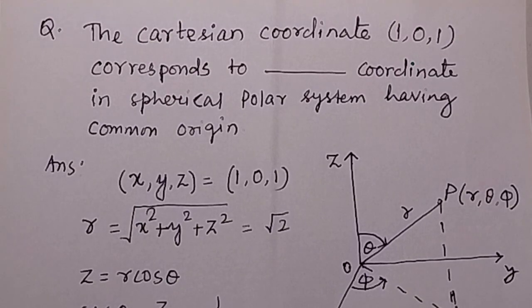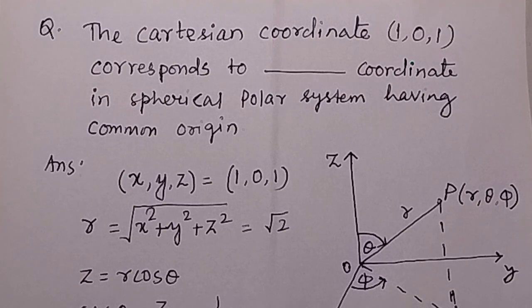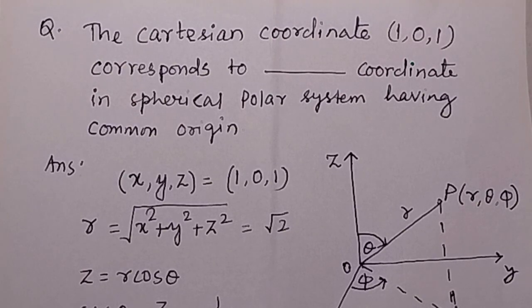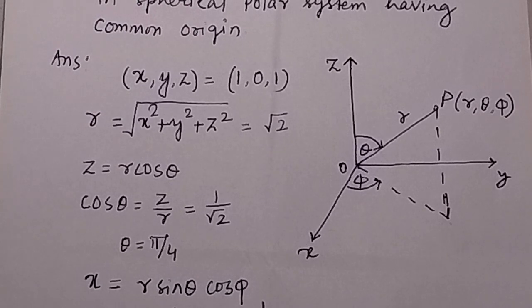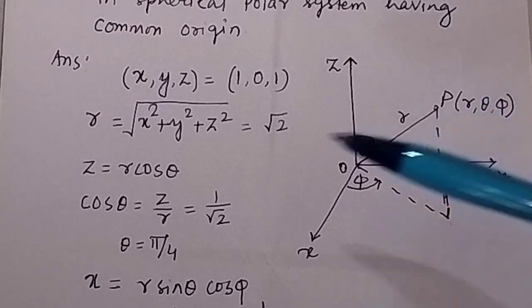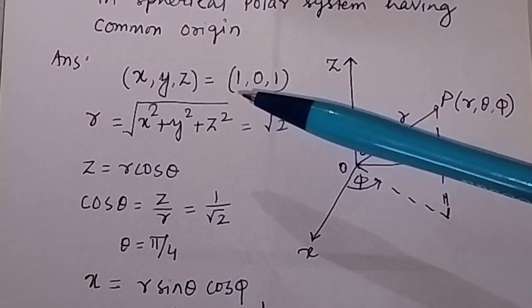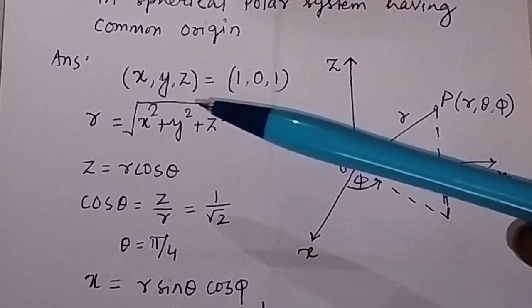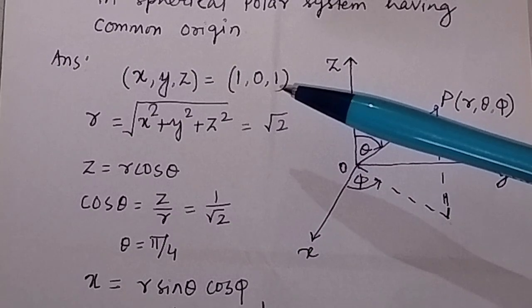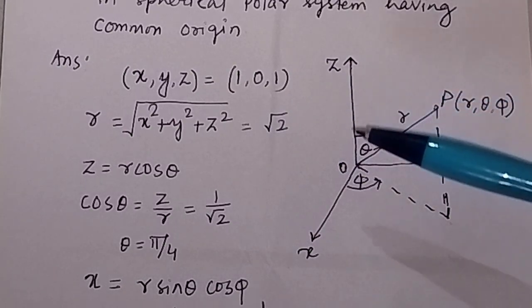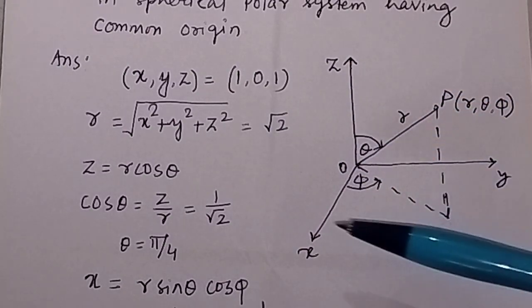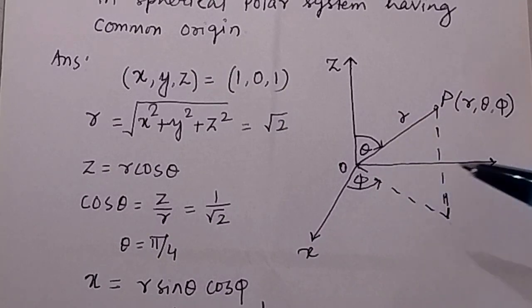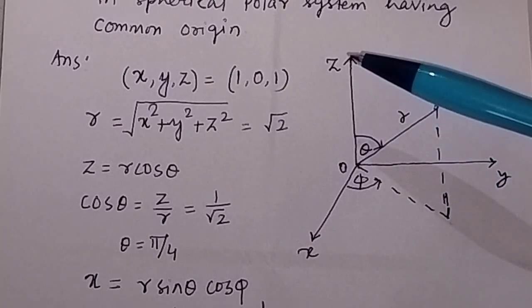The Cartesian coordinate (1, 0, 1) corresponds to what coordinate in the spherical polar system having a common origin? Here the Cartesian coordinate x, y, z is given as 1, 0, 1. That is, the x coordinate is 1, the y coordinate is 0, and the z coordinate is 1. This is your Cartesian coordinate.